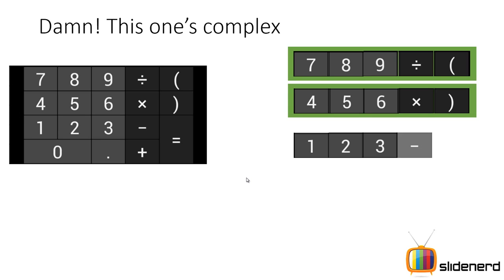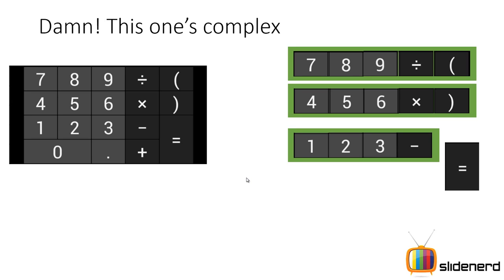Same thing for 1, 2, 3, minus sign, right? And if you see this equal to button, now this is not a part of the horizontal linear layout because vertically it's taking twice the space, so we can't do that with a horizontal linear layout. Now can this be a part of a vertical linear layout? Now think about this, this can be a vertical linear layout, this can be another one, this can be a third one, but here again we are stuck, right? Because 0 is not a part of these two vertical linear layouts, so we have an odd man in both ways, either horizontally or vertically.